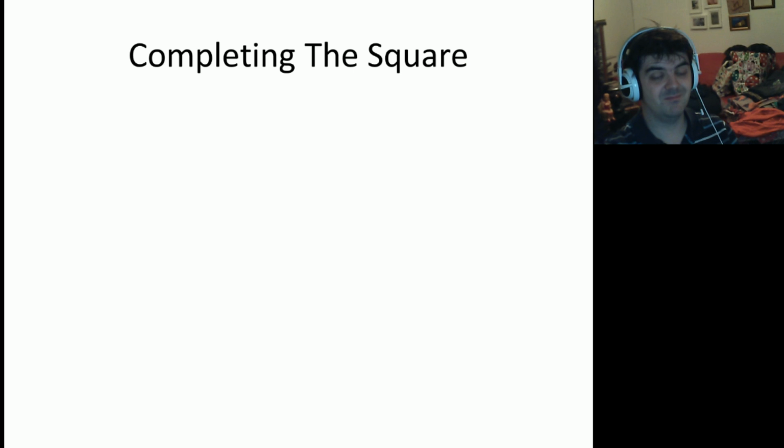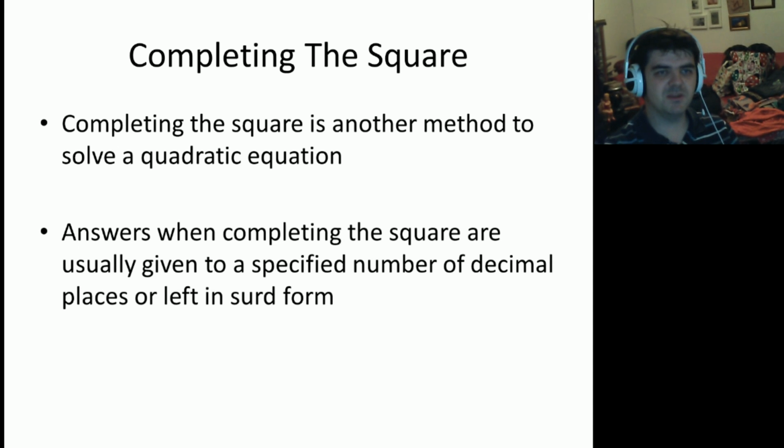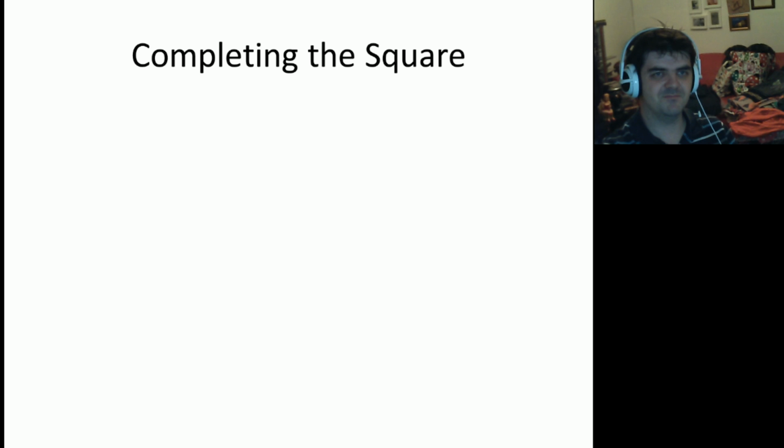Completing the square. Thankfully, this is a good deal easier than what we've just done. Completing the square is another method to solve a quadratic equation. Answers when completing the square are usually given to a specified number of decimal places or left in surd form. And we haven't done surd form yet, but again, I'll put it in so when we do it, we'll be able to come back and look at this again.